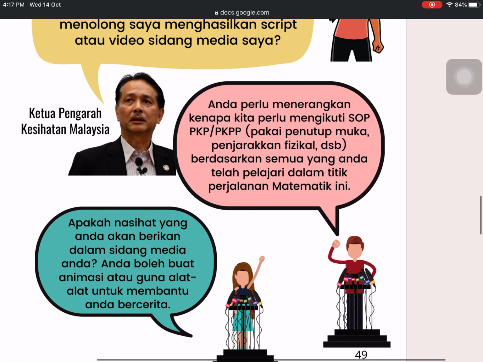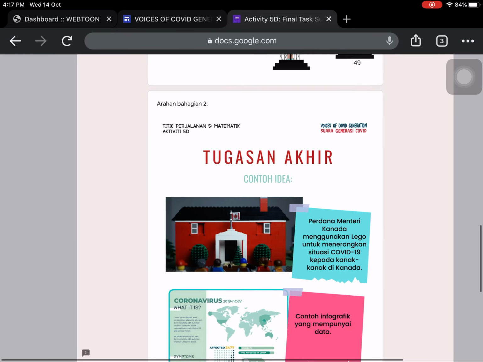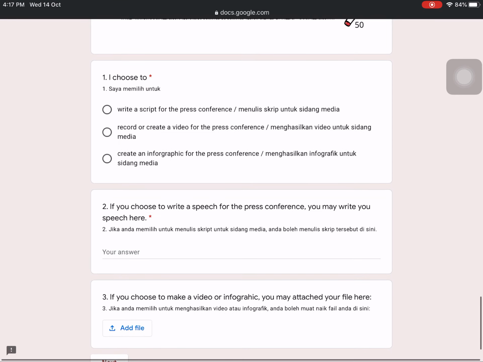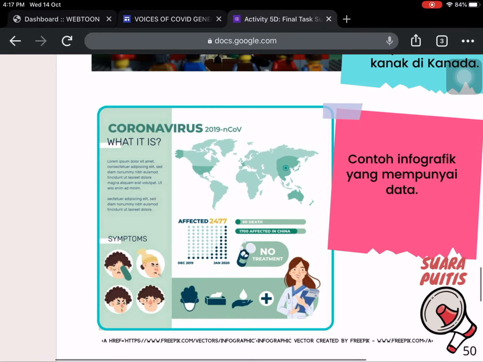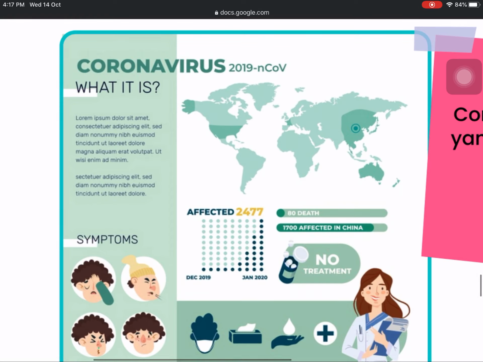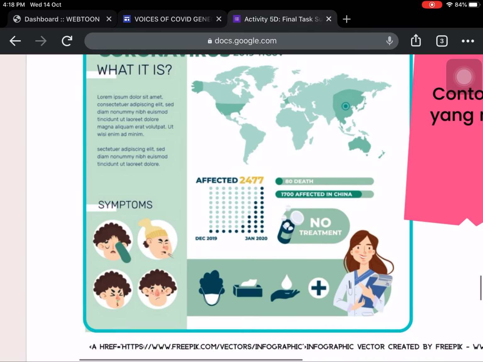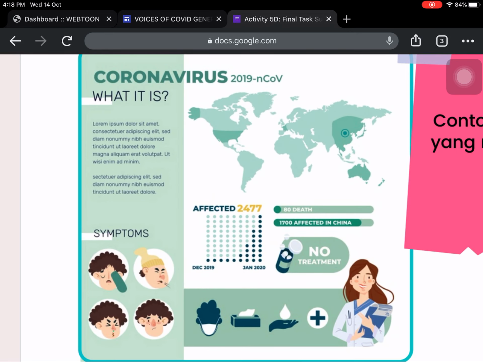Your last task, this is in BM. Here your choices are, girls: you can write a script for the press conference, or you can record a video, imagining you are the DG of Health. Or you can create an infographic for the press conference. An infographic is like this. Imagine this infographic or poster, you must have numbers, like over here, how many affected. Be creative. If you're good in drawing, you're good in coloring, use it to showcase your talent.